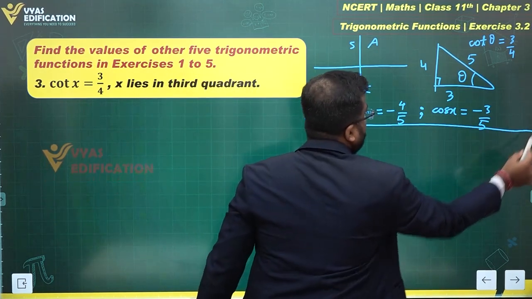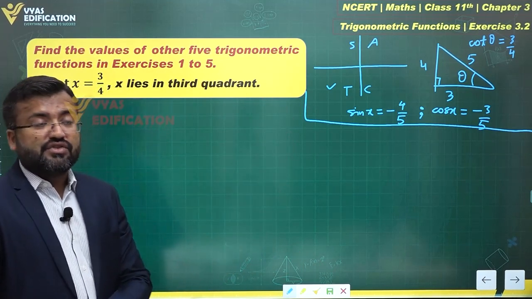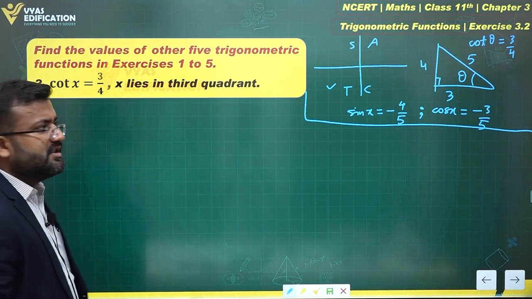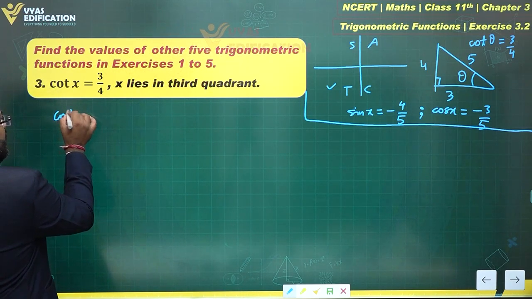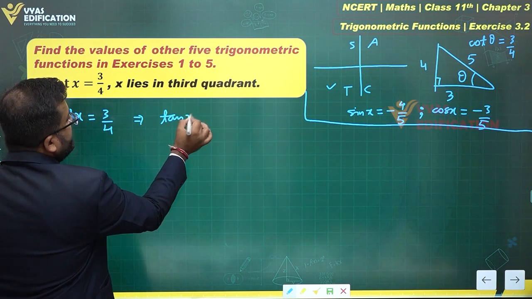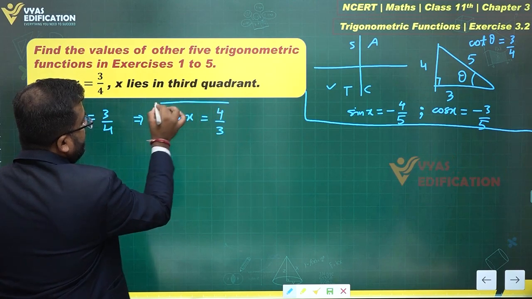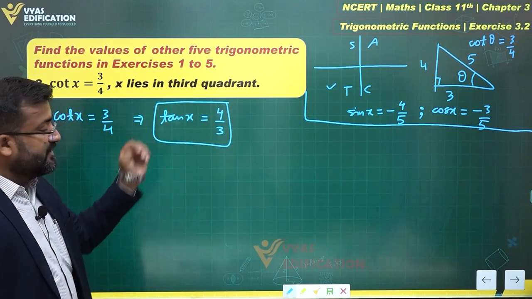This is a simpler idea, but the NCERT people want you to solve without using any diagram, without using any triangle, without using the simple concepts. So let's continue using that approach. It is given that cot x equals 3 by 4. So the first thing that you can find is tan x, which is equal to 4 by 3. This is simply the reciprocal of cot x, right? That is very simple to find.